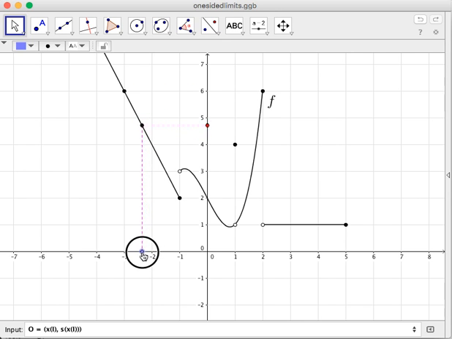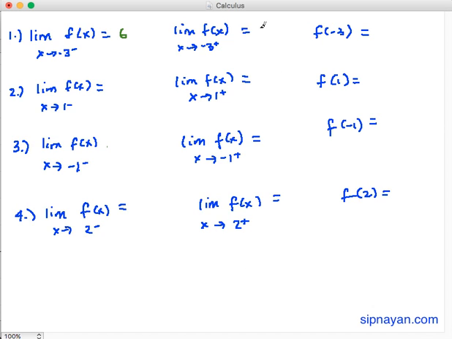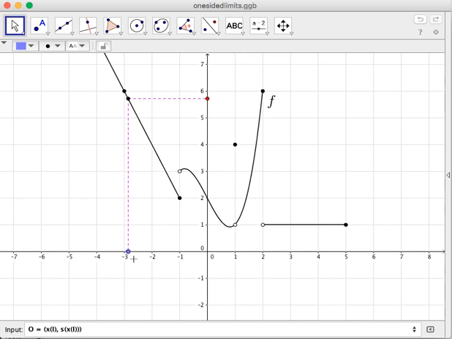Ganon din dito from the right, saan siya papunta? I think it's very obvious na papunta siya sa 6. So 6 din dito from the right. And then what is f of negative 3? Naalala nyo na? What is the value of the function at x equals negative 3? Ito na yung eksakto. Nandun na mismo siya sa negative 3. Kung titignan mo yung y-coordinate niya, 6 siya.